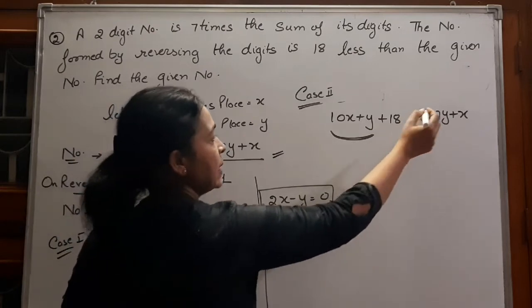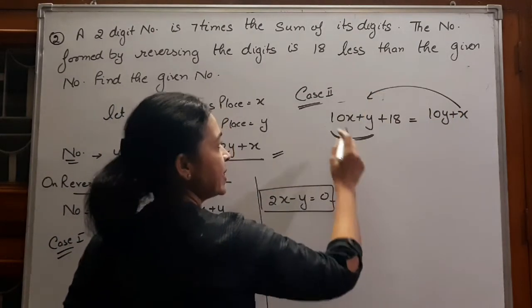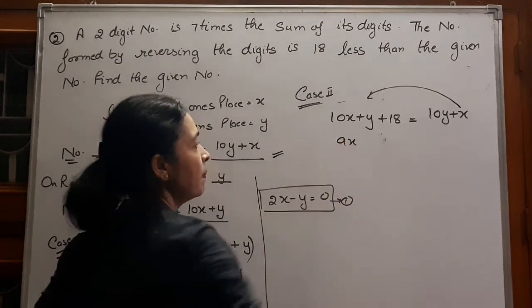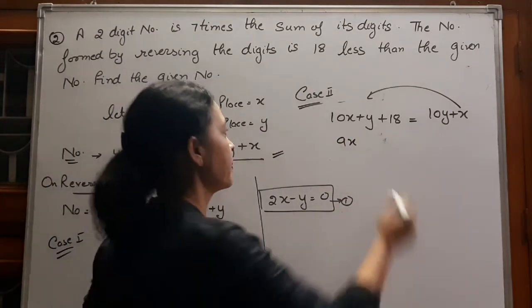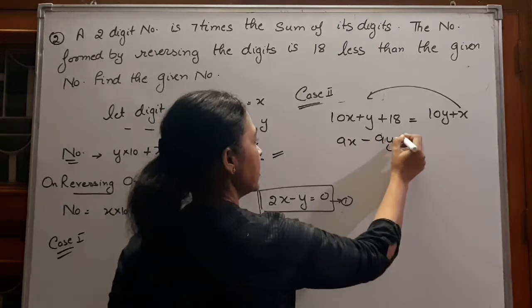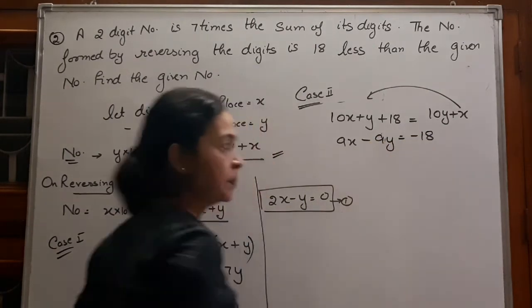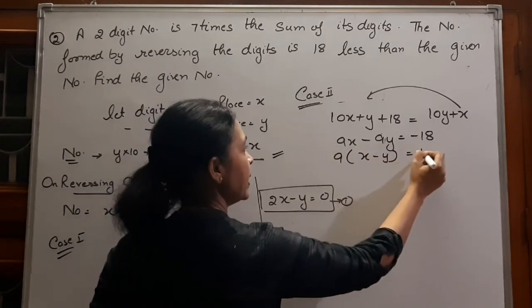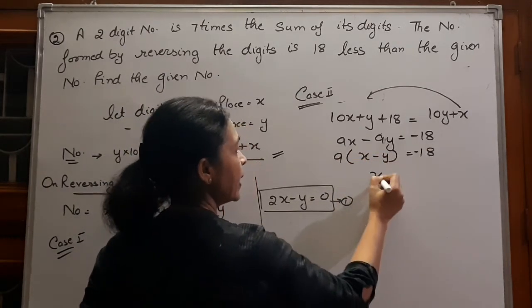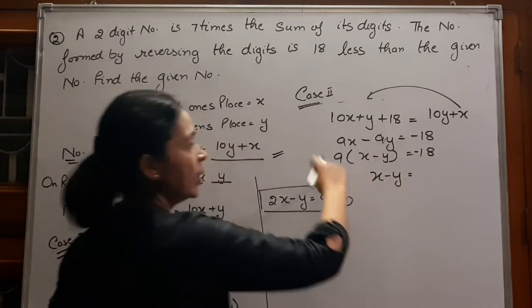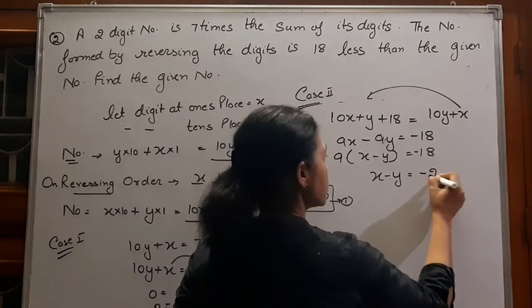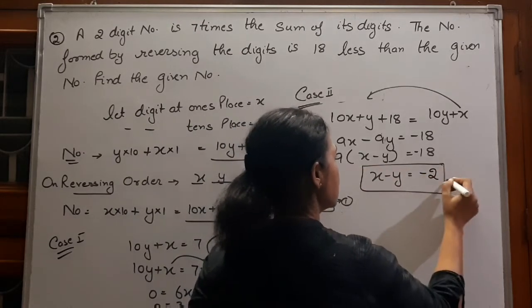Case 2. 10x plus y plus 18, x on the left hand side. 10x minus x is 9x, plus y minus 10y is minus 9y, equals minus 18. Take 9 common: x minus y equals minus 18 by 9, which we get as minus 2. This is our equation 2.